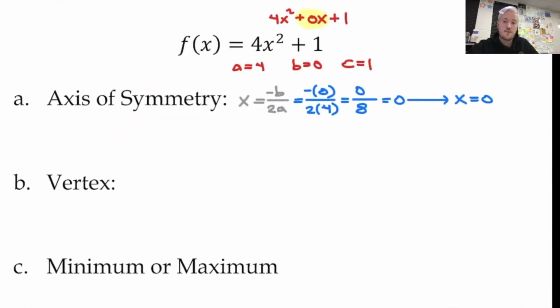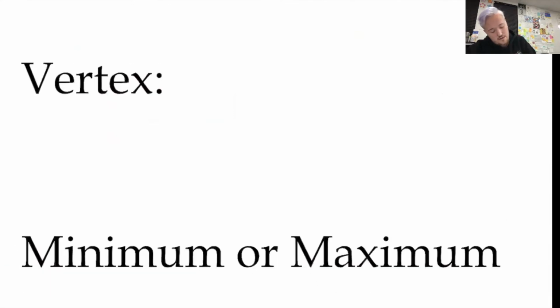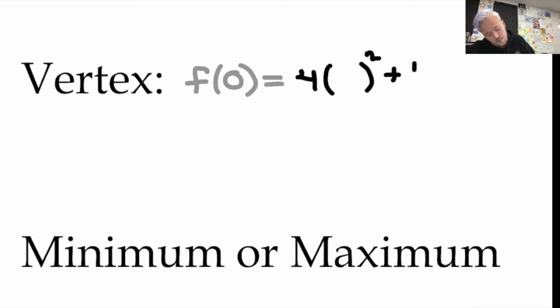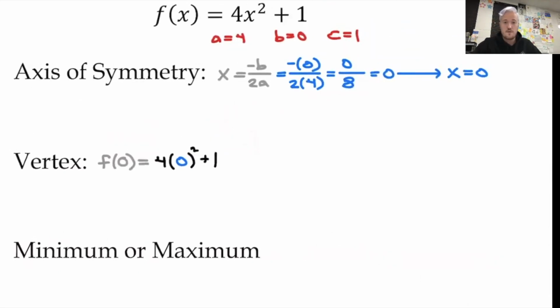All right, so now I want to find the vertex. So I'm going to plug in that x value from the AOS. So I want to find f of 0. I want 4 times that value squared plus 1. So we're plugging in that 0. So when you do that, you can even do this on the calculator and you get 1.